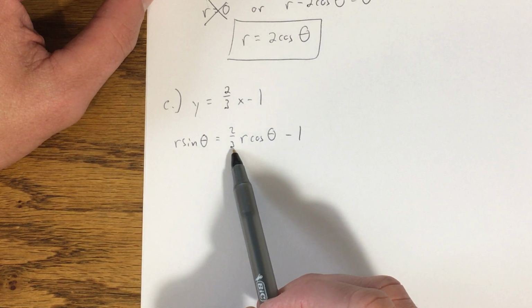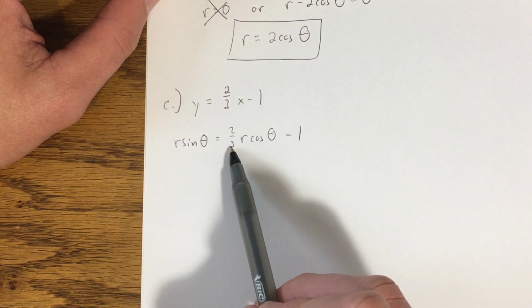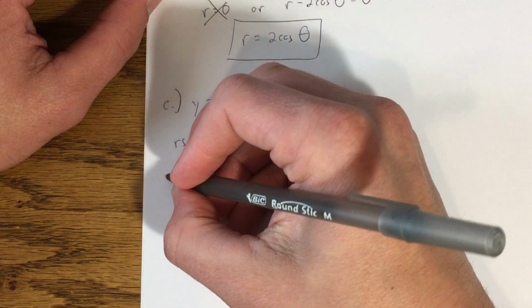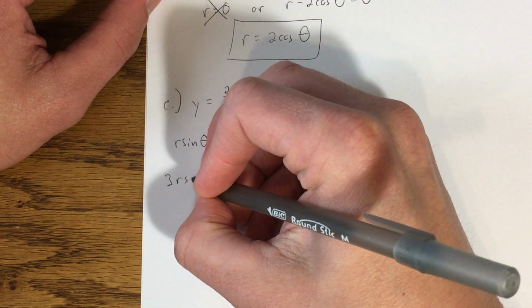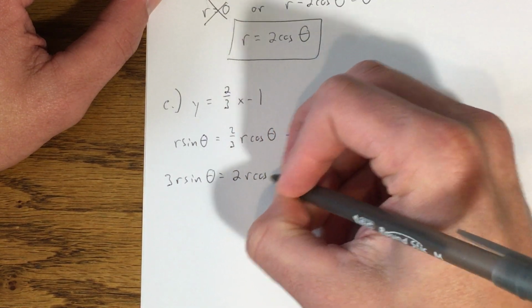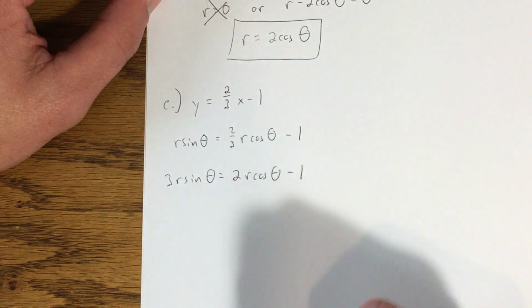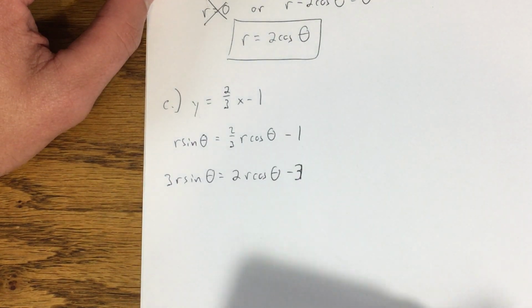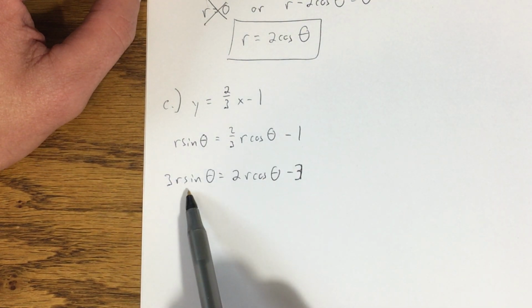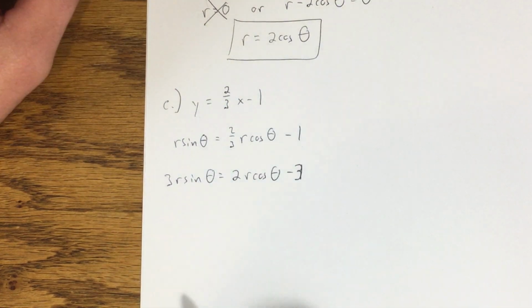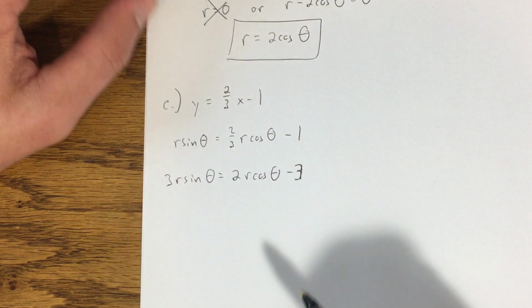Sometimes it's nice to not deal with fractions, so I can eliminate this fraction by multiplying both sides by 3. 3r sine of theta equals 2r cosine of theta minus 1. Oh, sorry, that would actually be minus 3 now, wouldn't it? Because I multiplied by 3. Again, I could technically just leave it this way. Everything is in terms of r's and thetas, but we want to be solving for r.